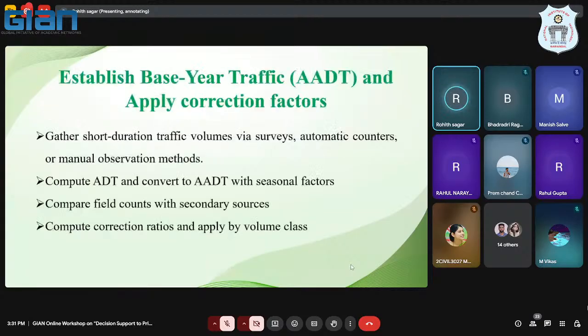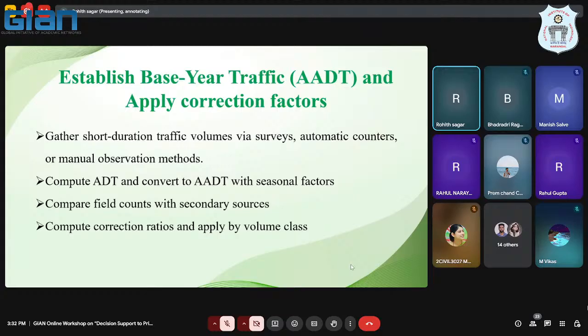The first step in traffic growth rate estimation is to establish base year traffic, known as annual average daily traffic. For this we need to conduct a survey of either 7 days or one day. If you conduct a survey on one day, you need to find ADT, and based on that ADT and seasonal variation factors, we can find AADT. But based on one day's survey data, it's not accurate to calculate it. So what we prefer is a survey of 7 days, converting it into ADT, the average daily traffic, and then using seasonal correction factors to convert it into annual average daily traffic.